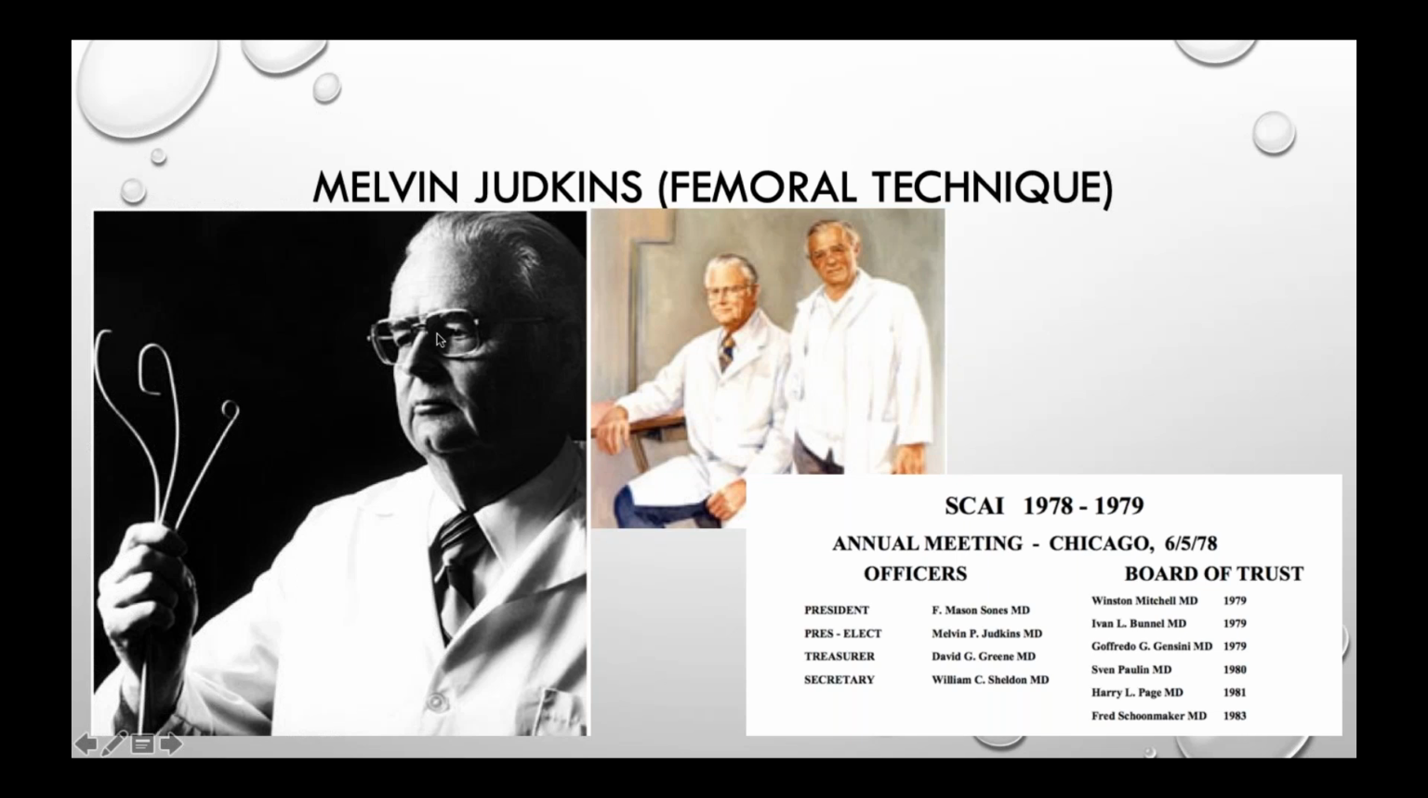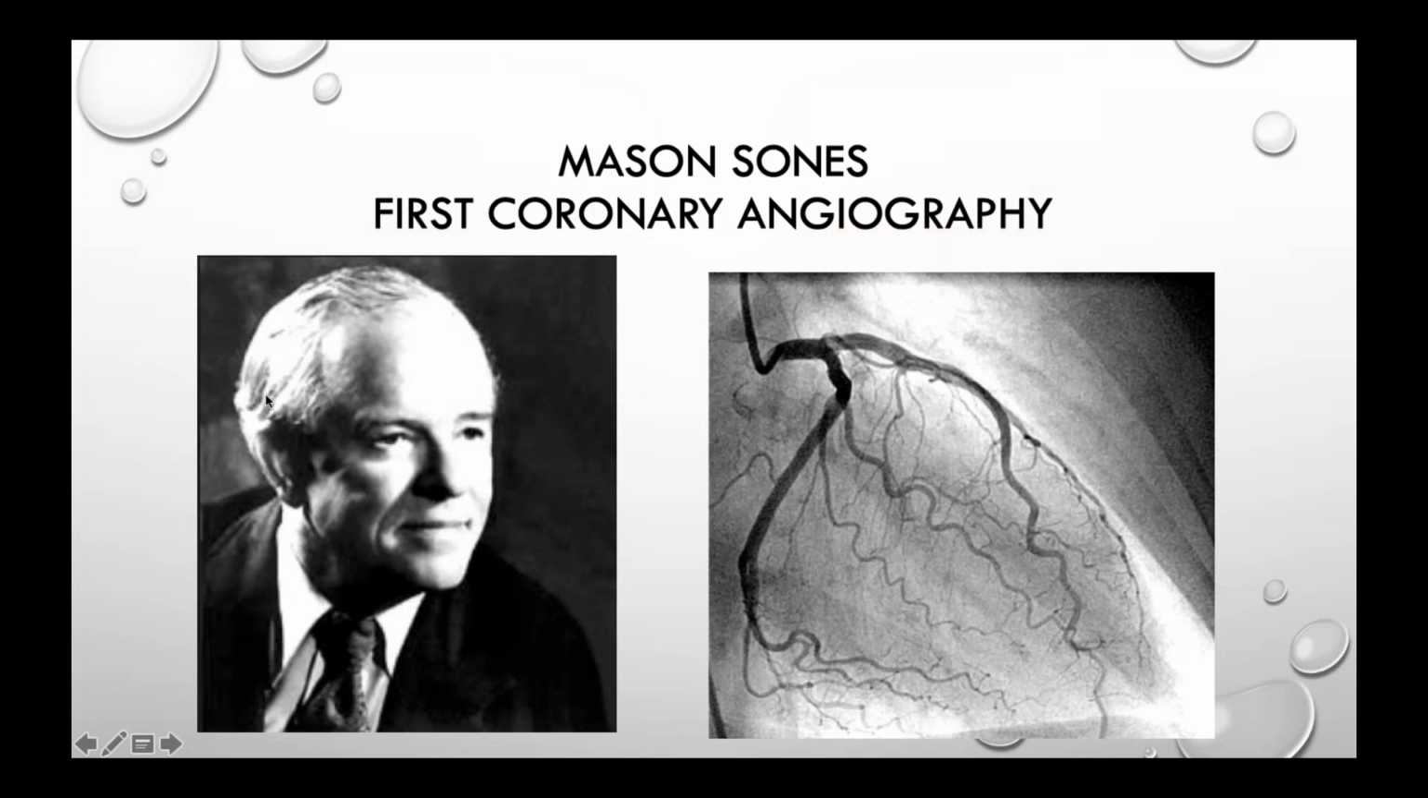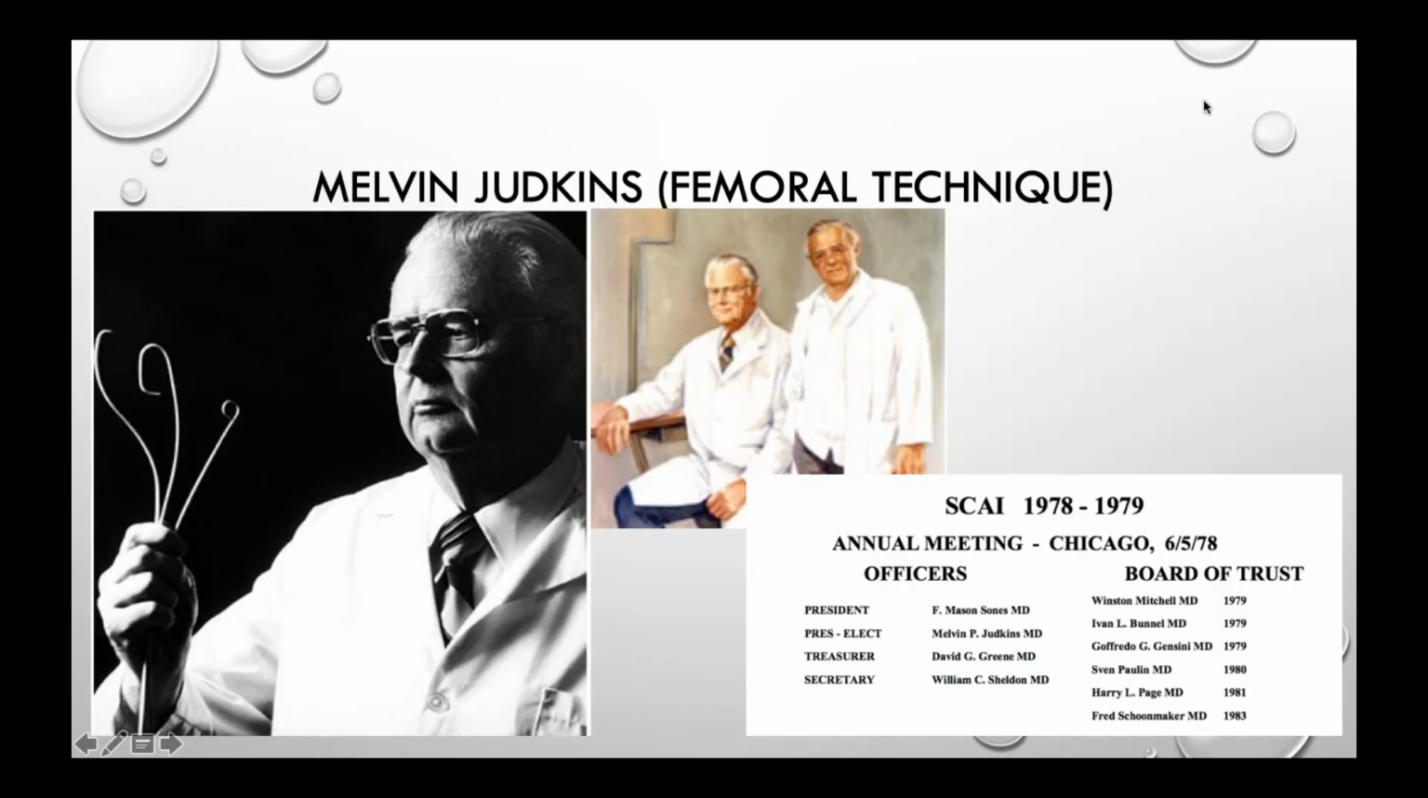So this gentleman was Dotter's first fellow, Melvin Judkins, who actually went to Cleveland Clinic and trained under Mason Sones, and they became very good friends. In fact, what Melvin Judkins did is he figured out a way to make these catheters differently. The way Sones did it, he did it from a brachial cut down.